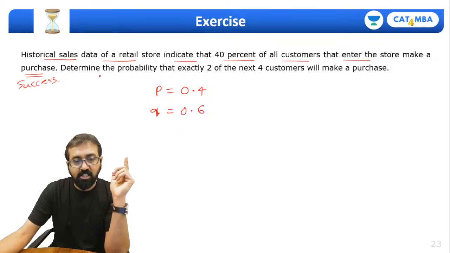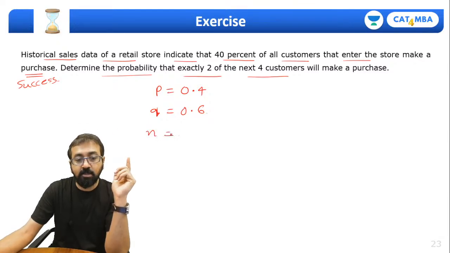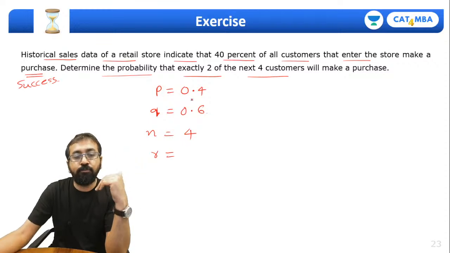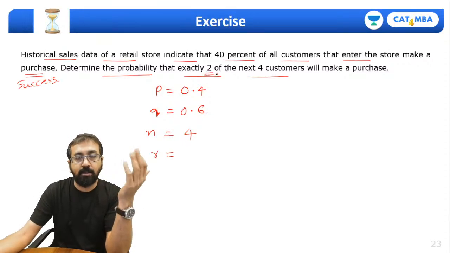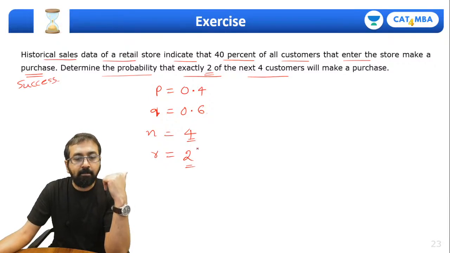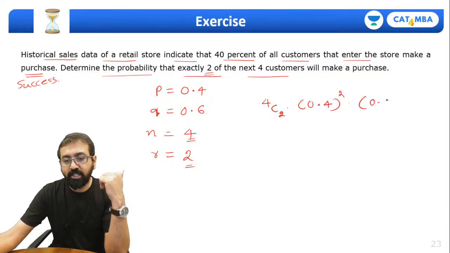Now what is our question? Determine the probability that exactly 2 of the next 4 customers. So each customer coming to the store is 1 trial. So there are 4 trials, 4 customers coming to the store. So that's why n equal to 4. And how many of them do we want to buy? So 2. So out of 4 customers visiting the store, we want 2 of them to make a purchase. So that is this one. So let's apply that formula. 4C2 into 0.4 raised to 2 into 0.6 raised to 4 minus 2. This will be your answer.